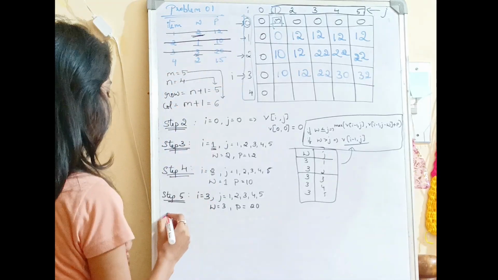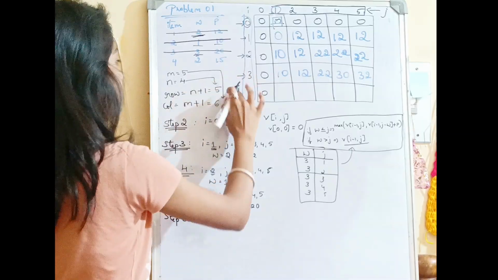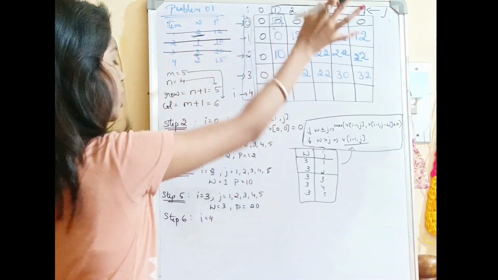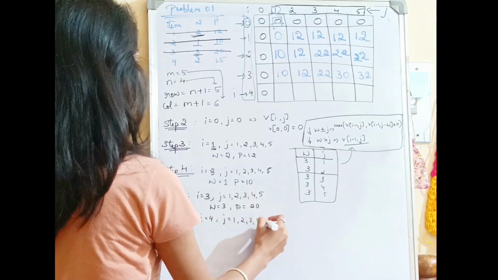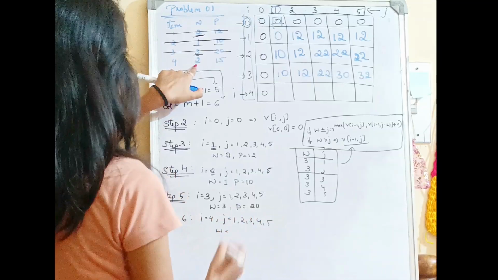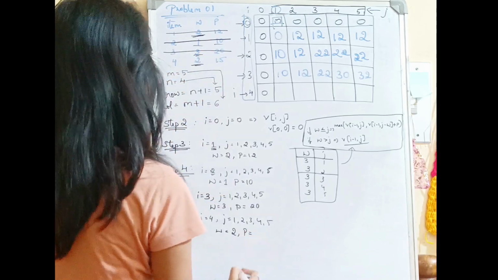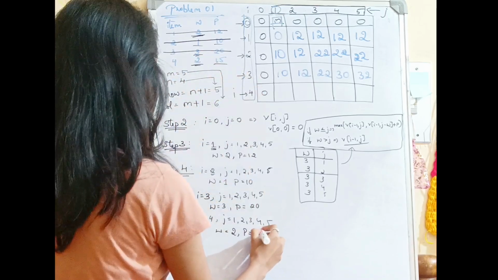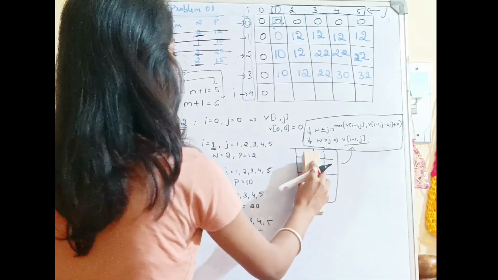this one, step 6, i will be again incremented to the last row. The j remains the same. So j is equal to 1, 2, 3, 4, 5. And the weight of the fourth object is 2. The profit is 15. Okay. So again here it changes, the weight changes to 2.